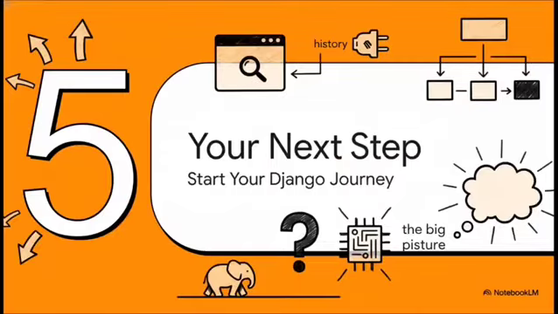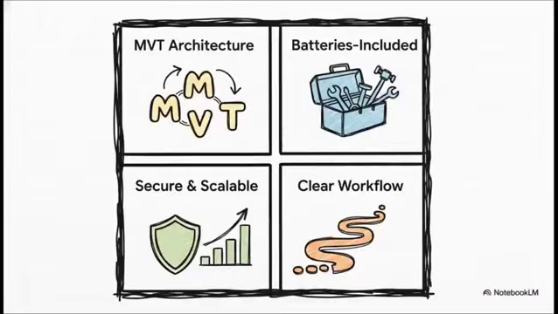So, we've looked at Django's history, its architecture, its features. After all that, what are the key things you should really remember? Here are the big takeaways. First, Django's MVT architecture gives you a super organized structure for your code. Second, its batteries included philosophy is going to save you countless hours of work.